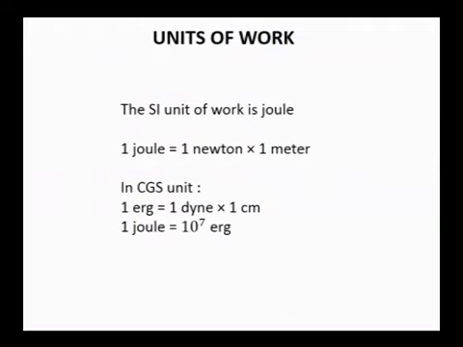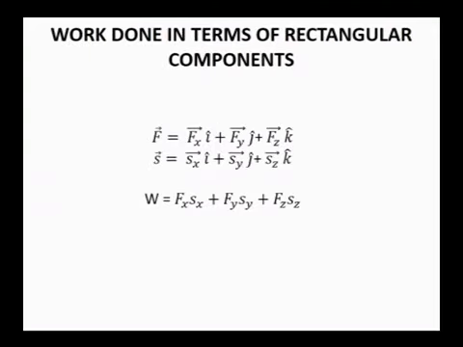So units of work: the SI unit of work is joule. 1 joule is 1 Newton into meter. In CGS units it is dyne centimeter. 1 joule is basically 10 power 7 erg.